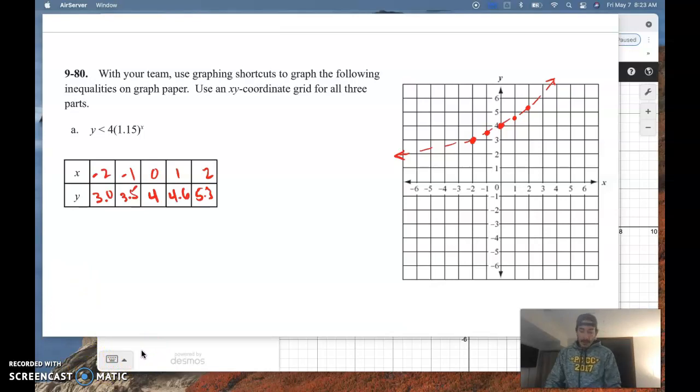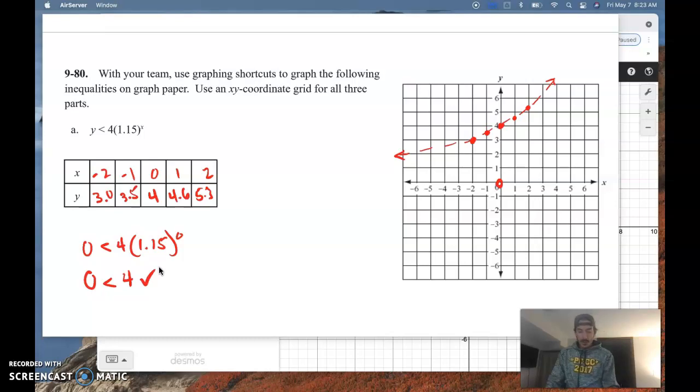Now we've got a graph that's on here, and it's an inequality, so let's do some testing. You guys know this by now, I do like the 0, 0. Let's test it. And that just means plug in 0 for y and for x. 1.15 to the 0 is just 1. And then 4 times 1 is 4. So is it true that 0 is less than 4? And the answer is, it sure is.